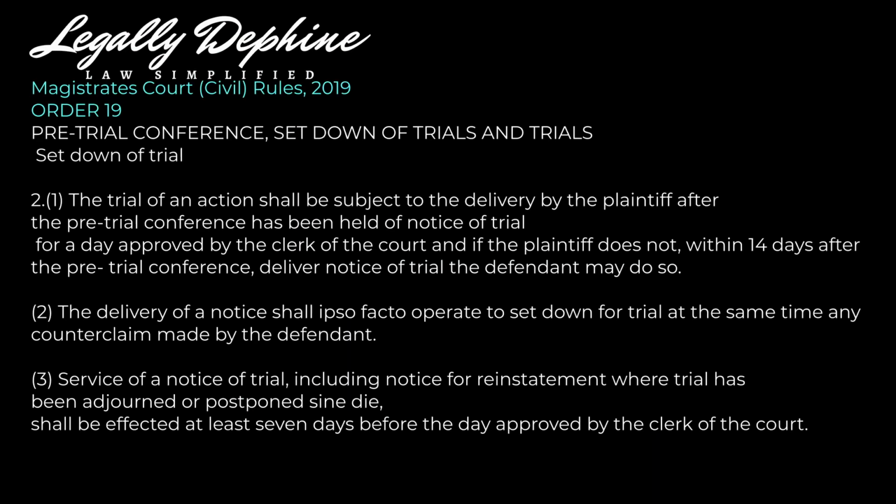In the Magistrates Court, the date for the trial is obtained from the Clerk of Court. After getting the date, the party who obtained it must file and serve a notice of set down. Set down for trial is provided for in Order 19 Rule 2 of the Magistrate Court Civil Rules as follows.